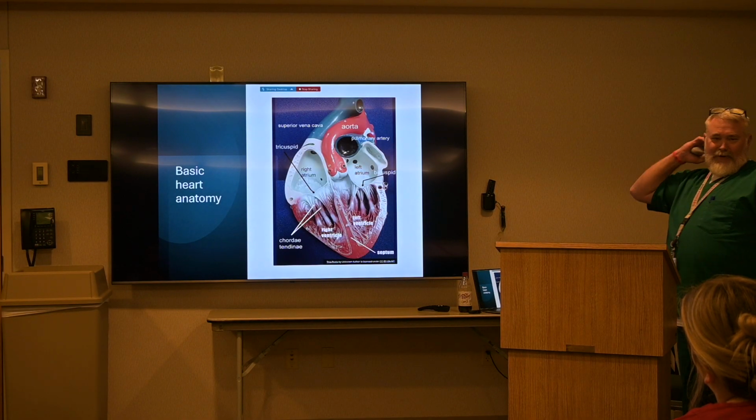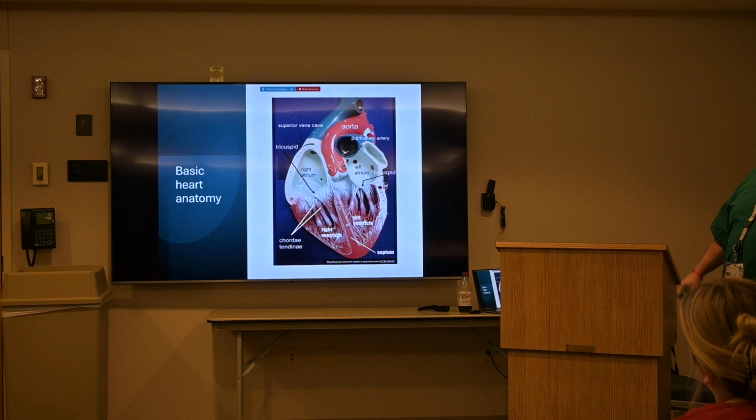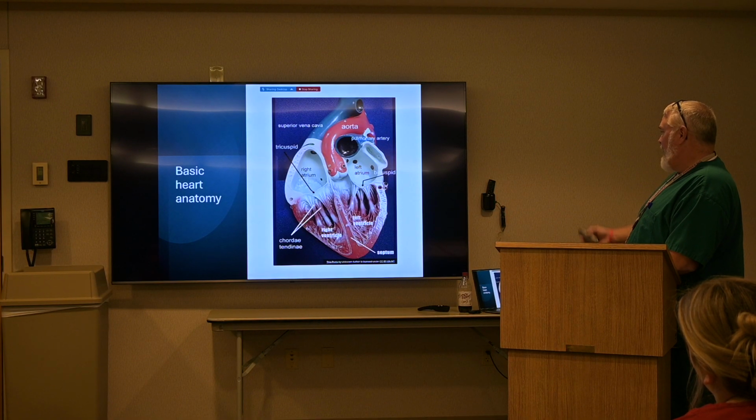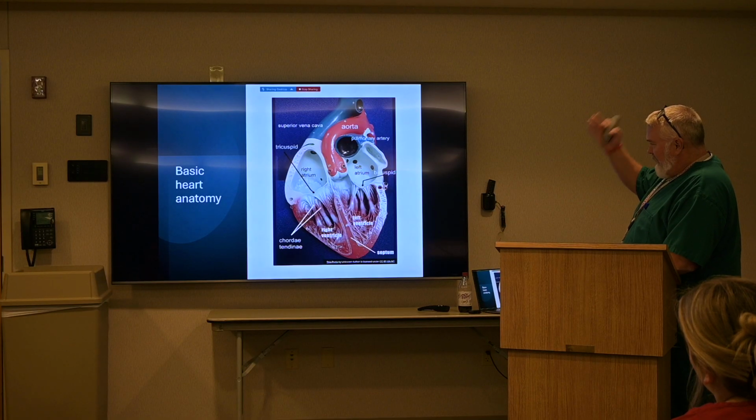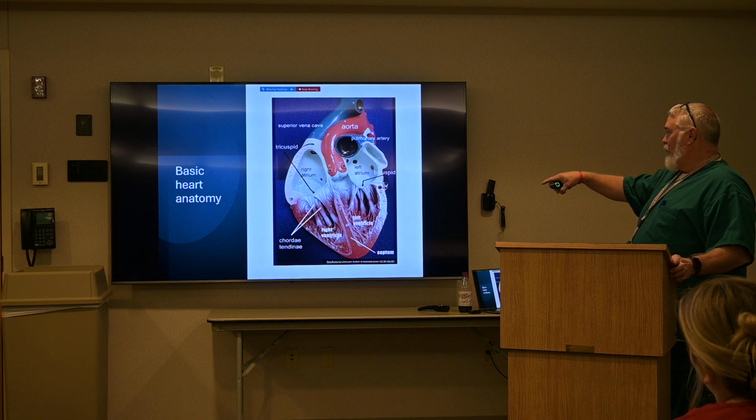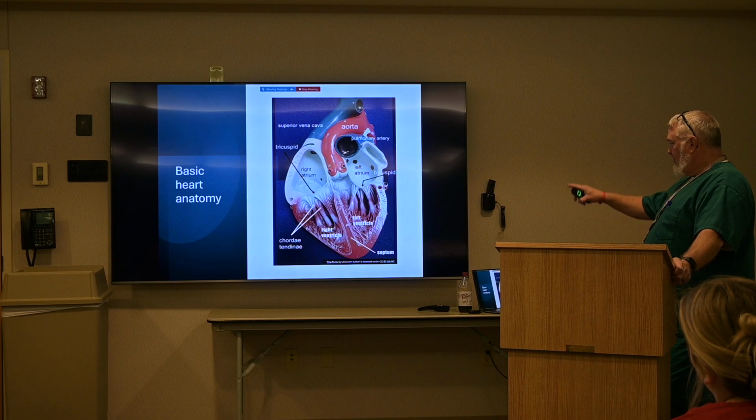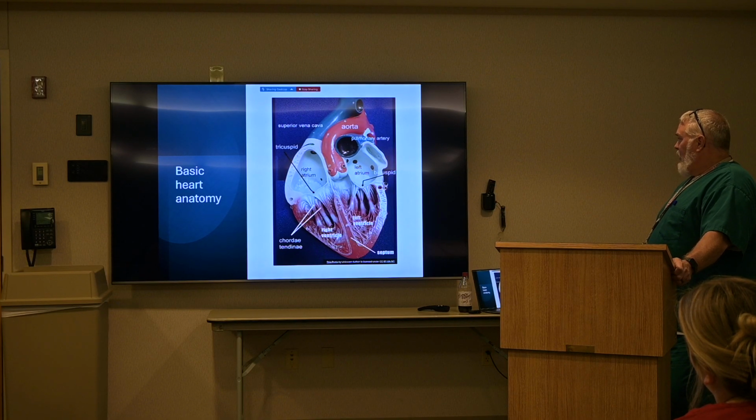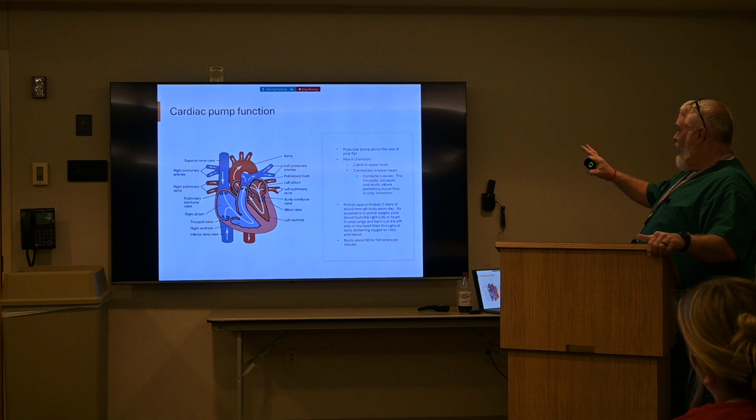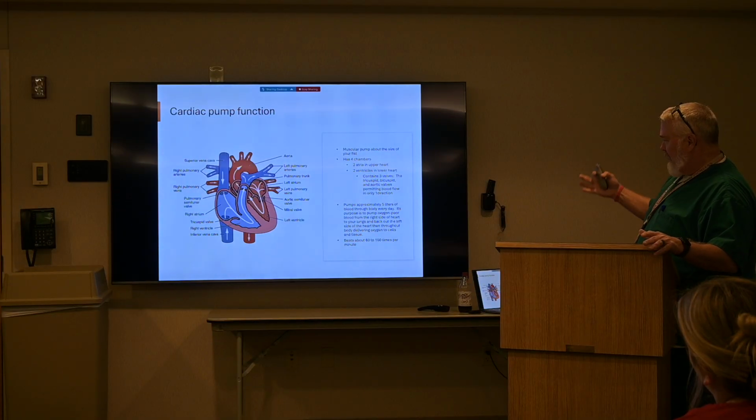So let's go back to the basics. Anatomy and Physiology 101 from the start of nursing school. Here's just a cut down the center of the heart. You see the upper right atrium, left atrium, the right and left ventricles, and just the basic anatomy of what the heart looks like. So this slide talks a little bit about the heart and its function.